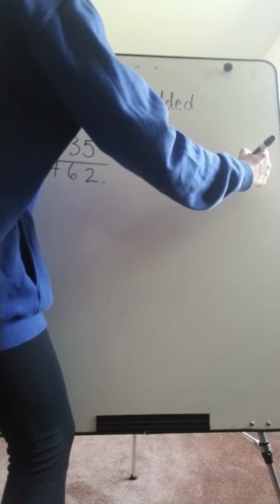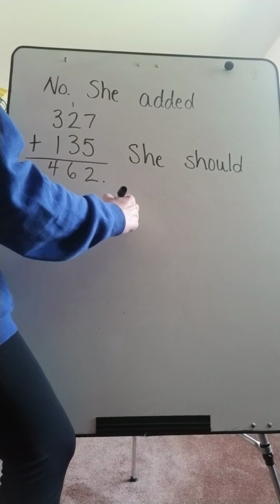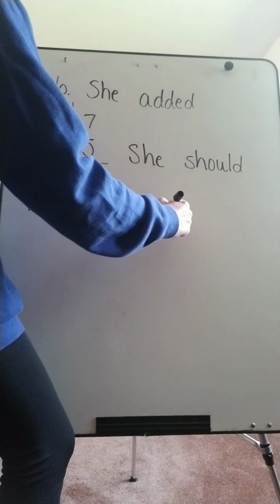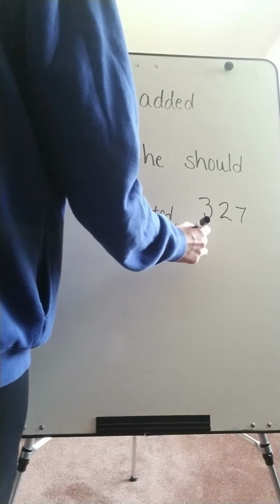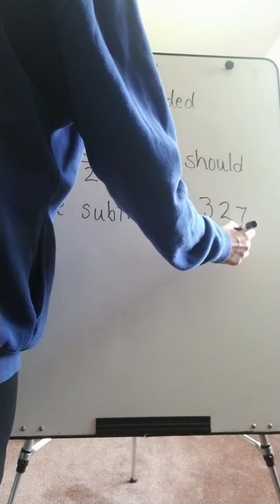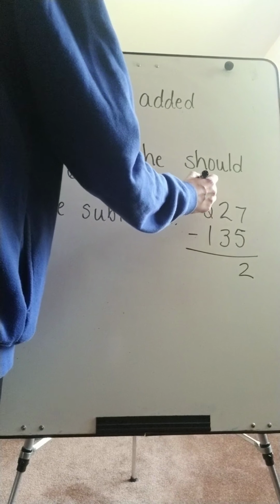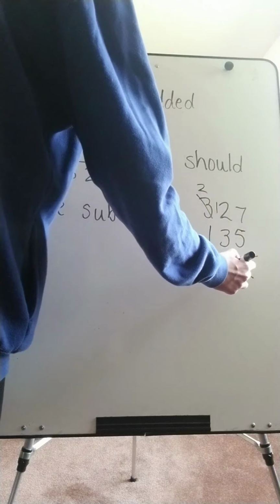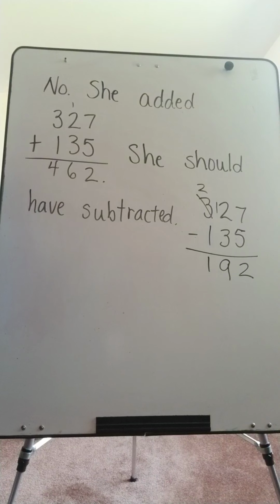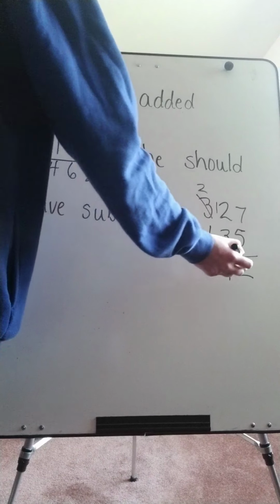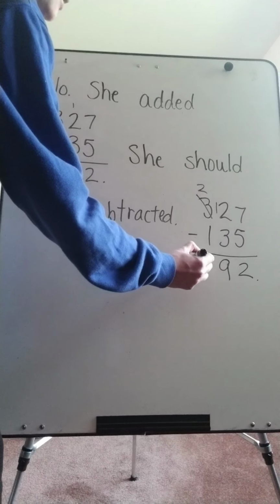She should have subtracted. Okay, so she should have done 327 minus 135. 7 minus 5 is 2. 2 minus 3 we can't do. 12 minus 3. 2 minus 1 is 1. Okay? Then that would give her the second number. They tell us that 327 is the first number. So this would have been the second number.